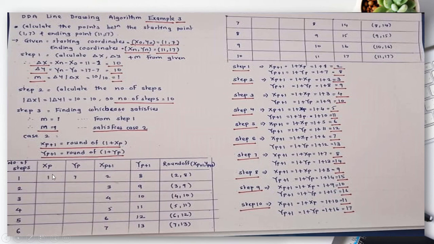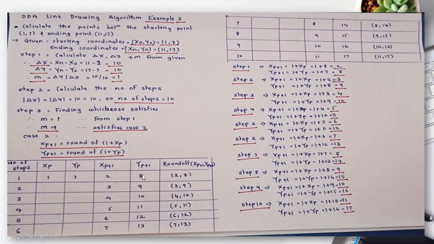So make a table with the number of steps. These steps are 10 here. Then xp, yp, xp plus 1, yp plus 1 and the round off value will be added in these columns. The initial points are written here, 1 and 7. These values are taken here. Now we need to calculate this one. As our case 2 is satisfied, step 1 of this example will be xp plus 1 is equal to 1 plus xp is equal to 1 plus 1 is equal to 2, and yp plus 1 is equal to 1 plus yp is equal to 1 plus 7 is equal to 8. So 2 and 8 will be the next point of that line.